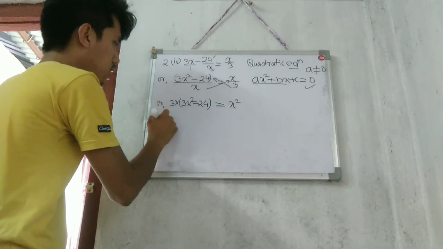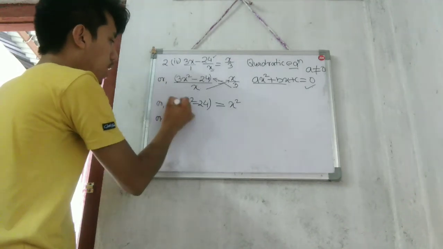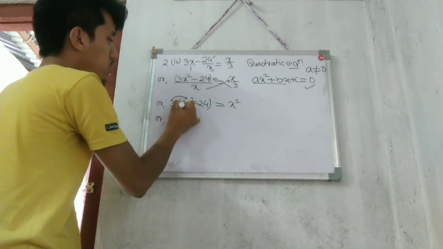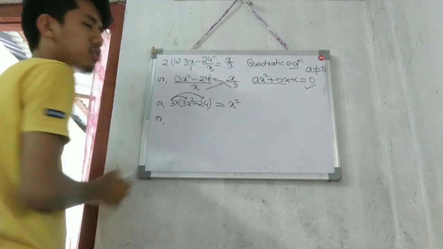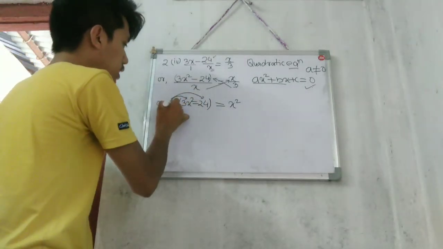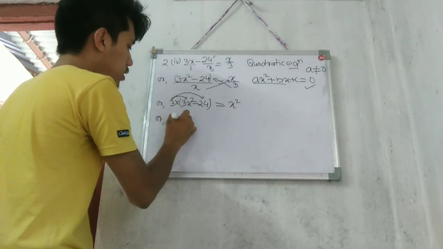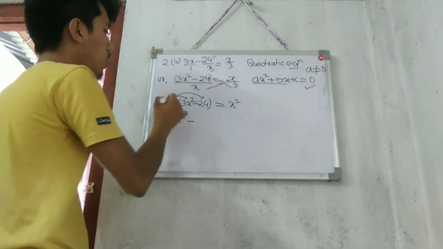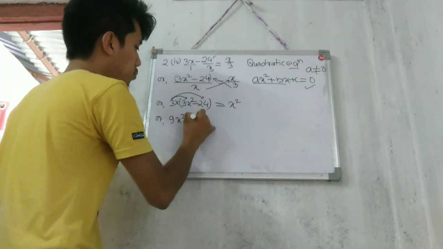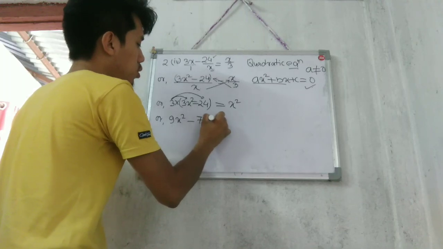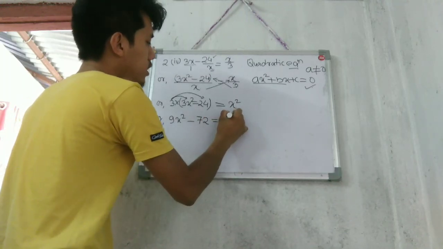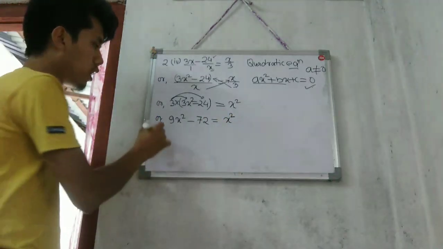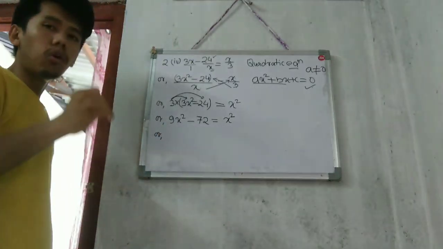Now see, multiply this 3 with this and this. Let's multiply. 3 times 3x squared is 9x squared, and now 3 times 24 is 72, equals x squared. Okay. Now we want this very expression.